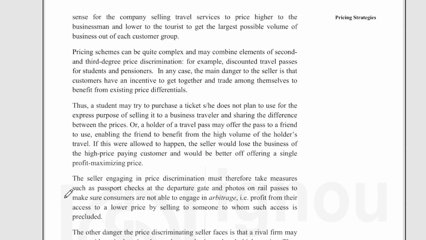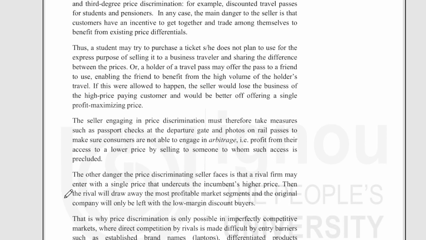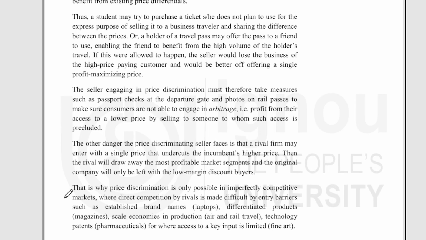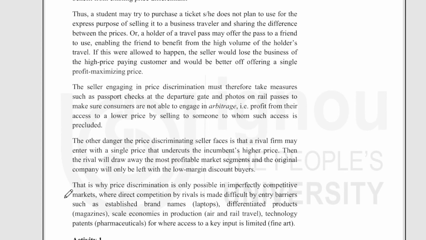And pricing schemes can be quite complex and may combine elements of second and third degree price discrimination. An example is the discount travel passes for students and pensioners. In any case, the main danger to the seller is that customers have an incentive to get together and trade among themselves to benefit from existing price differentials. Thus, a student may try to purchase a ticket he does not plan to use for the express purpose of selling it to business travelers and sharing the difference in price, or a holder of a travel pass may offer the pass to a friend to use and enable the friend to benefit from the high volume of the holder's travel.